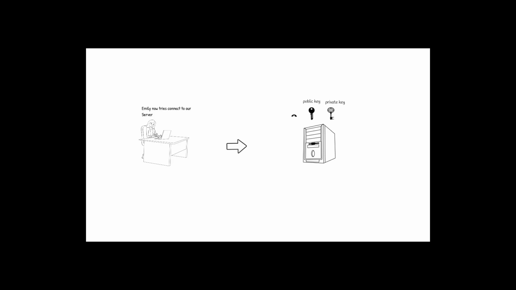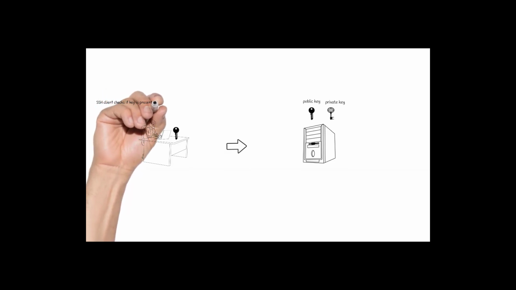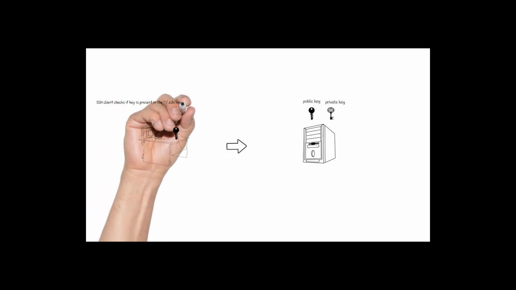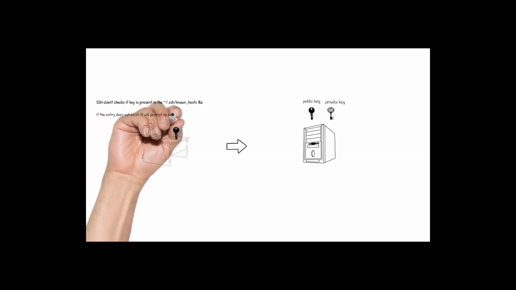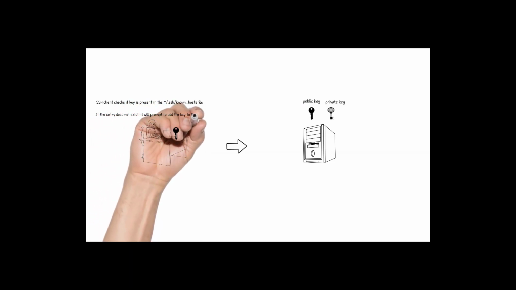The first thing that the server does is to transmit the public key to Emily's SSH client. The SSH client then checks if the key is present in a location known as the known_hosts file, and if the entry does not exist, it will prompt you to add the key to this particular file. By adding the key to this file, you are now trusting the public key sent to you by the server.